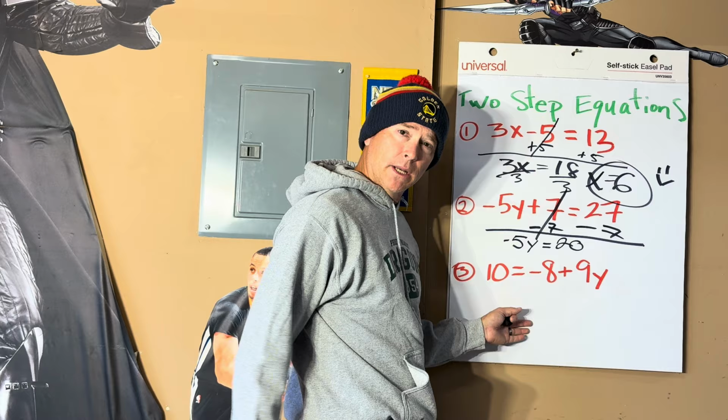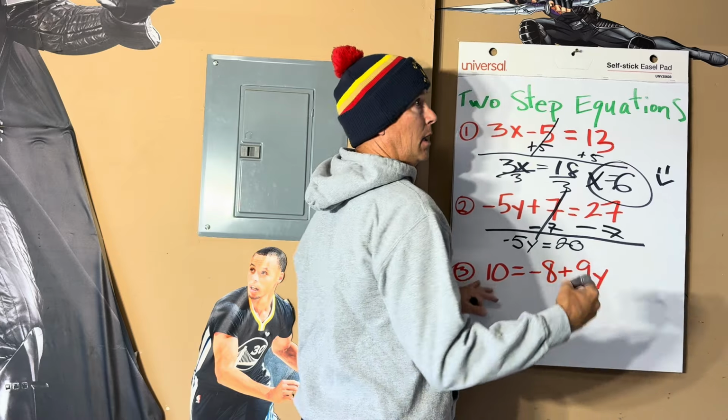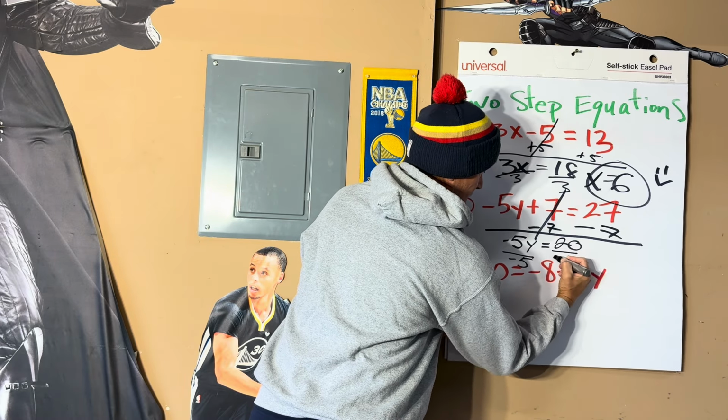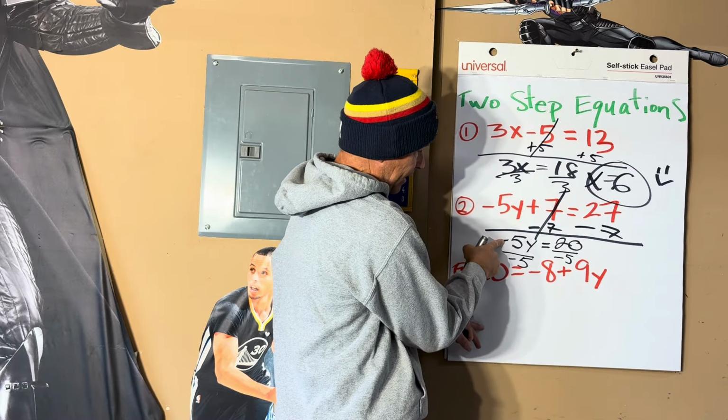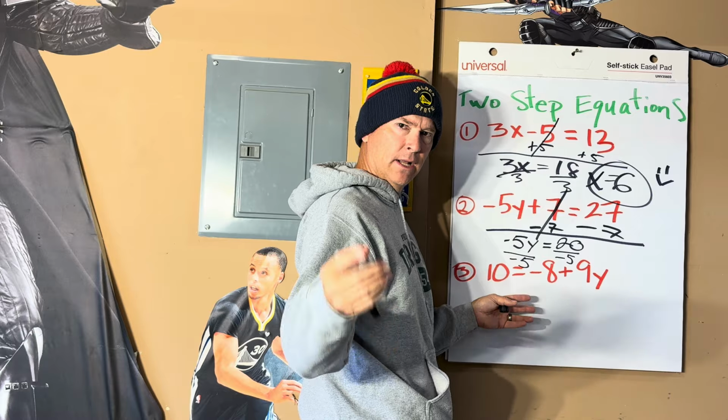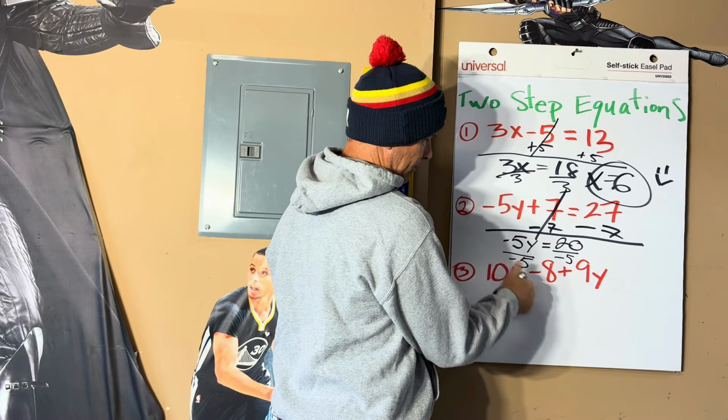Now we have a one-step inequality. This is multiplying. What undoes multiplying? Divide. Don't forget you have to include the negative. If it's a -5y, divide by -5. A lot of kids just forget the negative side and they divide by 5. Okay? Because -5 divided by -5 is 1.